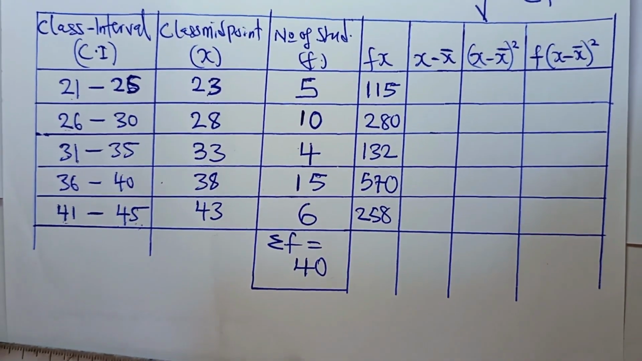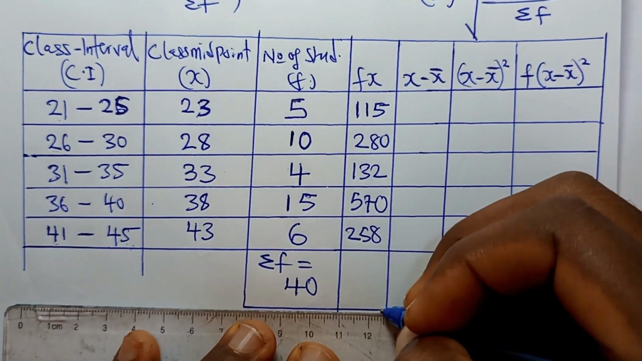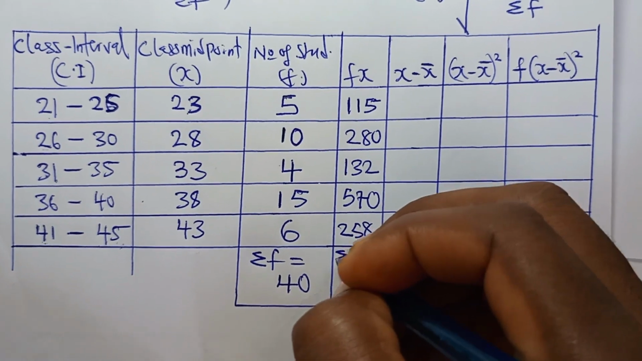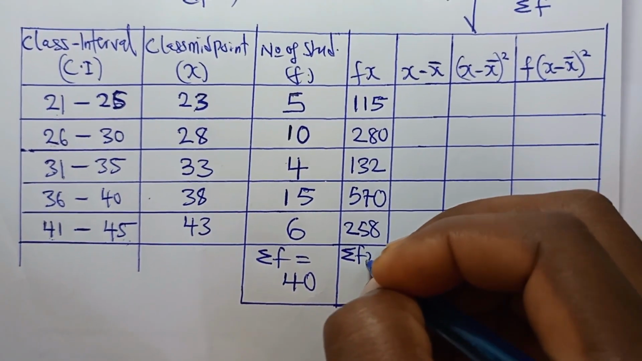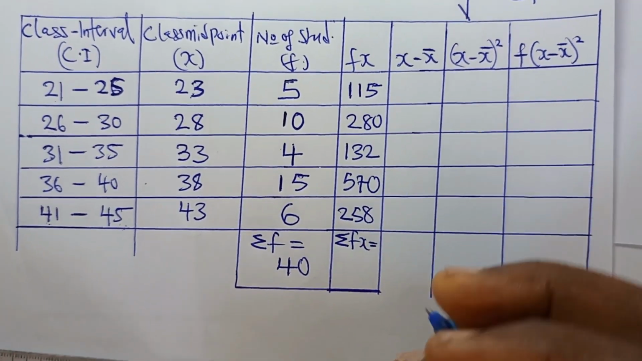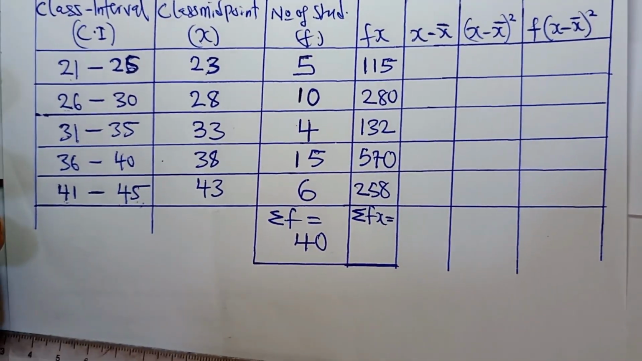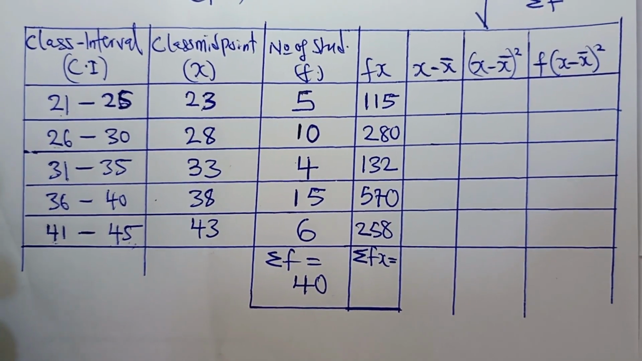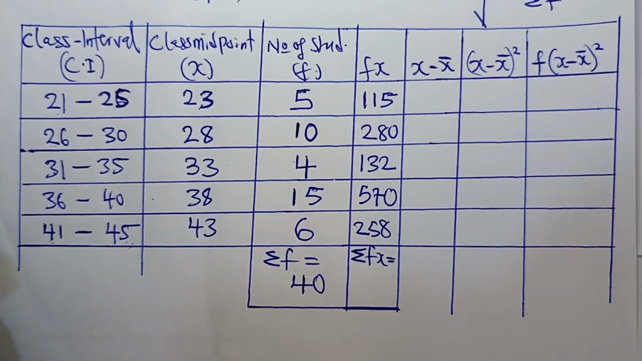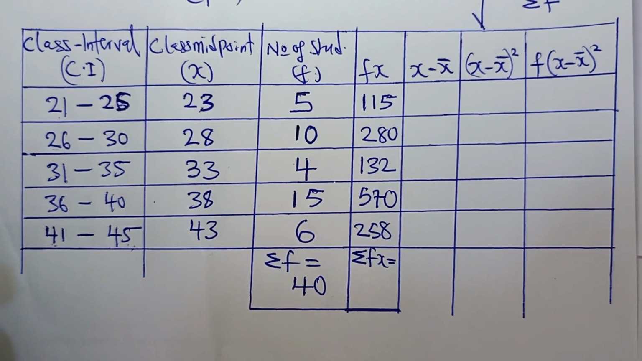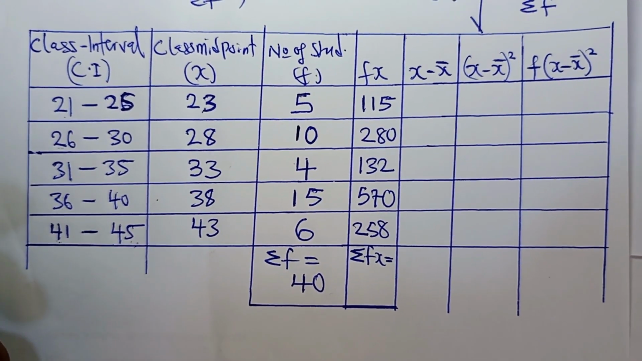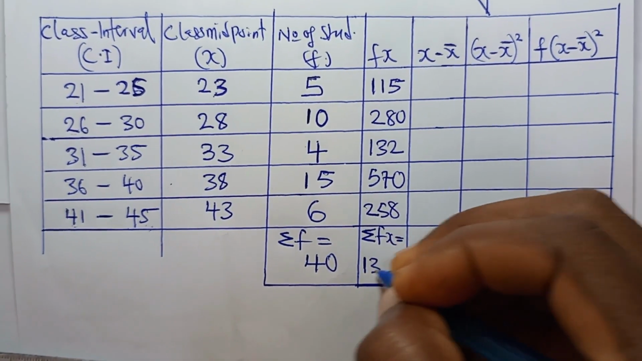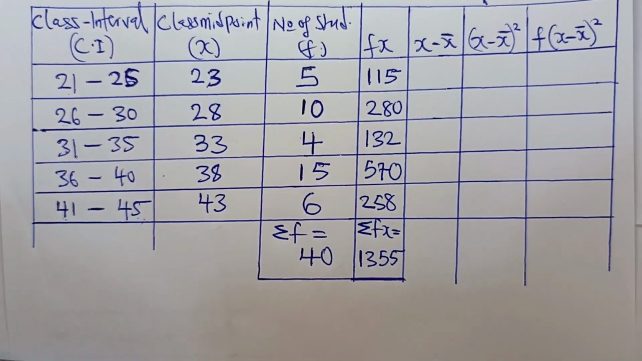Okay. Now, what do we do to get the mean? We add up this place. We need to get the addition of what is here. And when we add it, we will call it what? Summation. That is addition or sum of fx. Total fx. Let's total it. So I will add it up with my calculator. 115 plus 280 plus 132 plus 570 plus 258. That will give me 1355. Can you see that now?